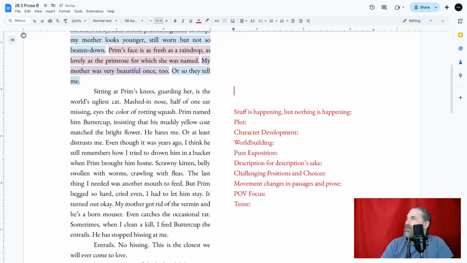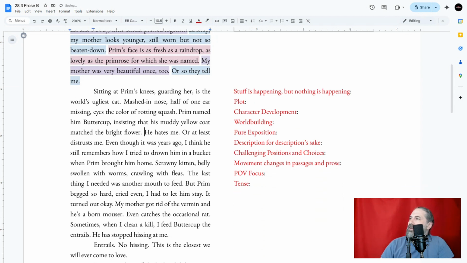Oh, actually, I'm not going to go over every sentence, but this whole thing right here is what we would call pure exposition and description for description's sake. "The only reason it now converts to stuff actually happening is because he hates me, or at least distrusts me. Even though it was years ago, I think he still remembers how I tried to drown him in a bucket when Prim brought him home."